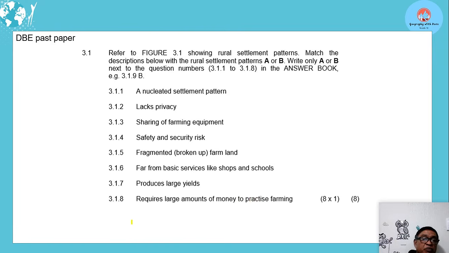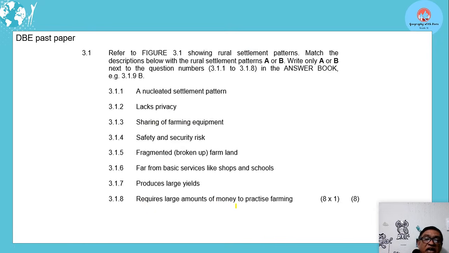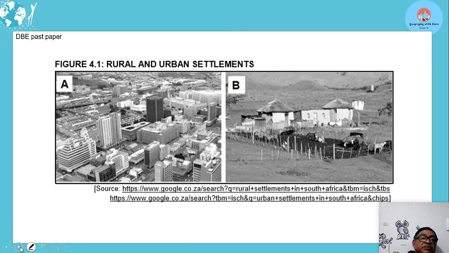Requires large amounts of money to practice farming. And once again, if I look at these two, this generally is your larger commercial farms. So if it's a larger farm, obviously you will need a lot of money to farm here, to buy your machinery, labor supply, fertilizers, whatever, because it's large. So if I look at this one, requires large amounts of money to practice farming, and that will definitely be your B.